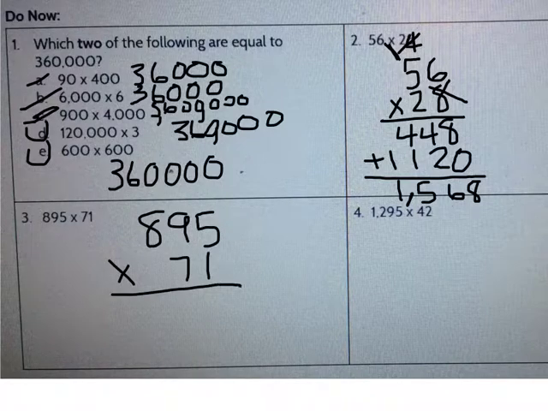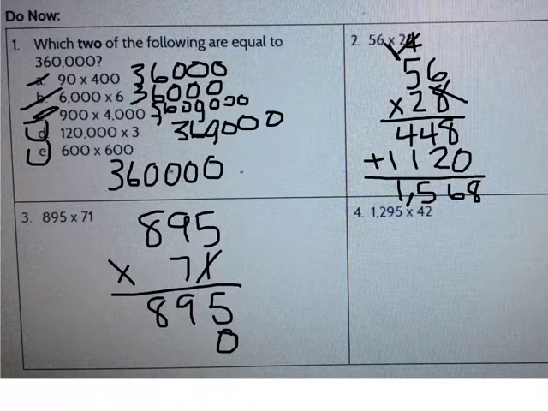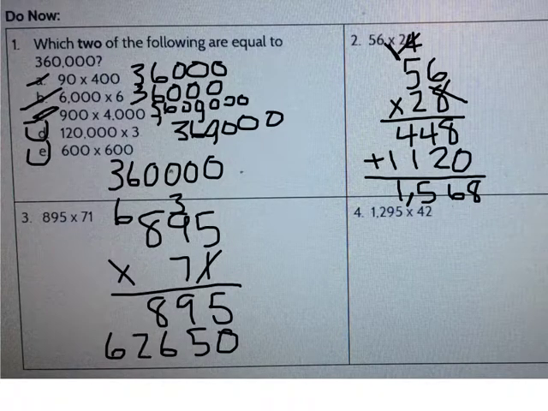I start by multiplying everything by 1. 1 times 5 is 5. 1 times 9 is 9. 1 times 8 is 8. Now I'm done with my 1, so I'll drop my 0 and start with my 7. 7 times 5 is 35. 7 times 9 is 63, plus 3 more is 66. 7 times 8 is 56, plus 6 more is 62.